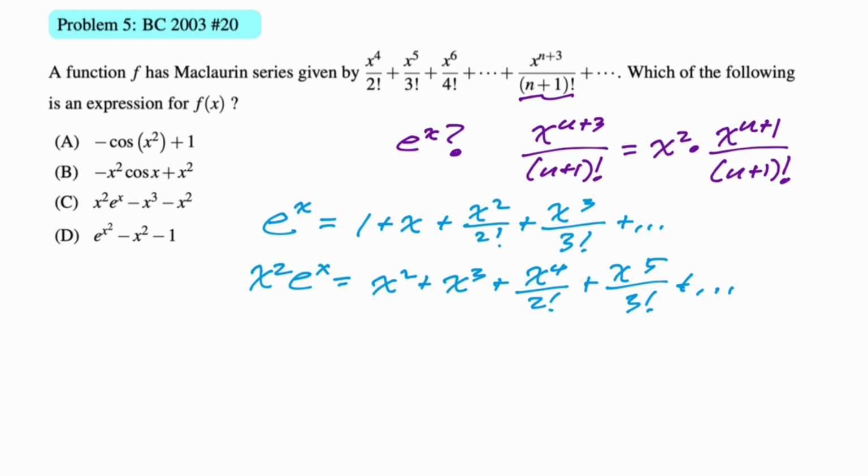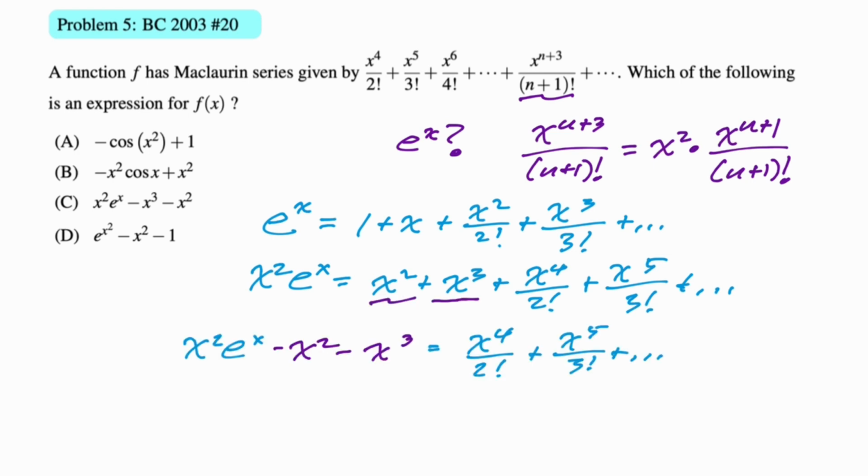Compare it to what we were given, and it's not exactly right, but if I were to subtract x squared and subtract x cubed from what I currently have, I would have what I was given. So I think that our function, by knocking off those terms, is x squared e to the x minus x squared minus x cubed. So I would pick C.